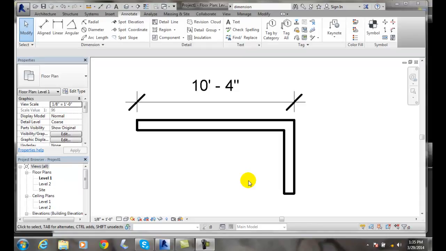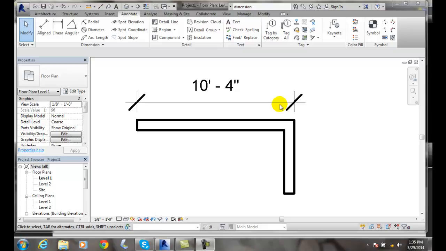Dimensioning terminology. Before we start using our dimension tools, we need to learn our terminology. And it's slightly different than some of our terminology we've used in the past. But let's start with our dimension line. Our dimension line is this horizontal line that goes across right here. This horizontal line is our dimension line. It's really what's being measured.